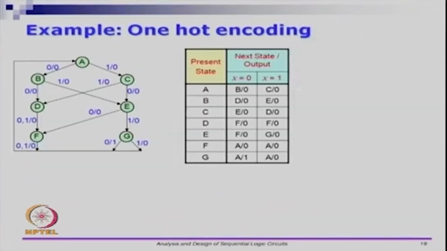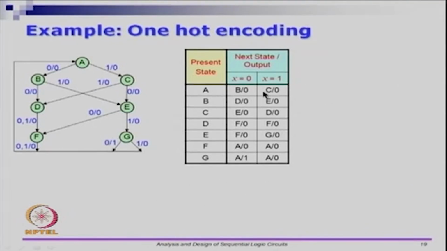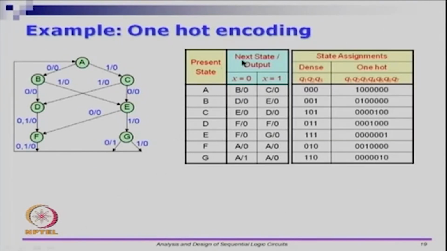So let us see the example here. For the same picture that I showed earlier, this is the state diagram, and for binary encoding we have to do a lot of heuristics and so on. Instead here you come up with a one hot assignment. There are 7 states, so you put 7 flip flops q1 to q7. If you want to represent that you are in state 1, which is for A, we assign q1 equals 1, and we assign all the other flip flops to 0.